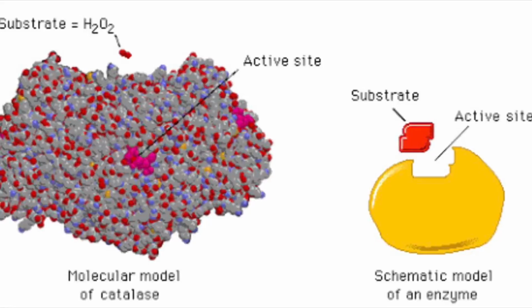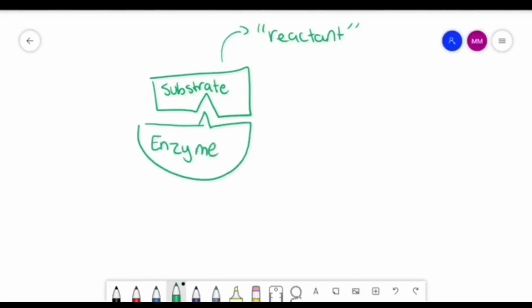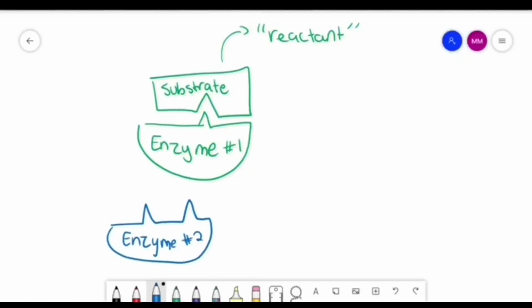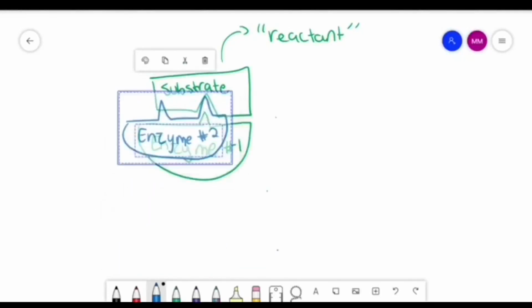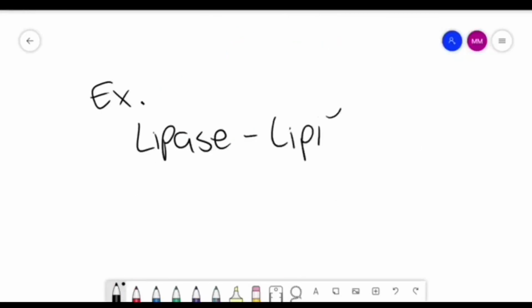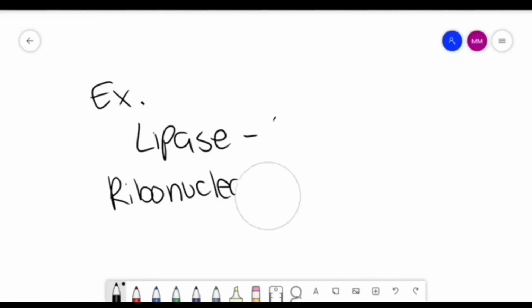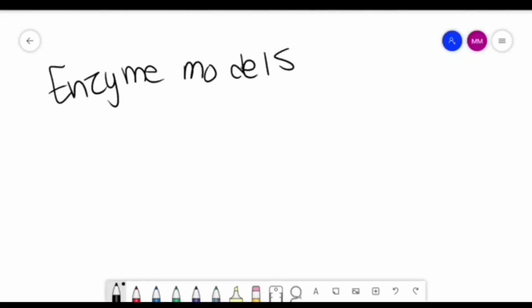The substrates, which is another word for reactants, fit into the enzymes to then react, and this creates an enzyme-substrate complex, the combined structure of an enzyme with a substrate. The enzyme needs to fit into the substrate. In this case, it wouldn't fit. Specific enzymes react with specific molecules. This can be seen with lipase and lipids or ribonuclease and RNA.